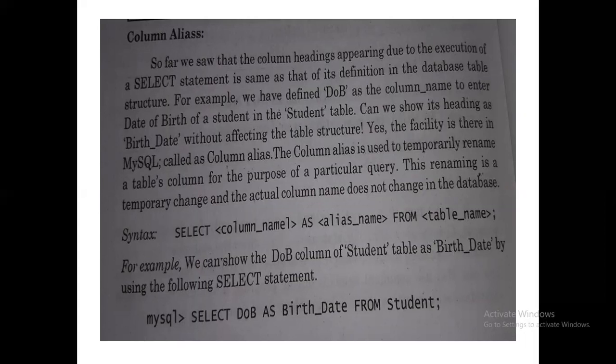The column alias is used to temporarily rename a table column for the purpose of a particular query. This renaming is a temporary change and the actual column name does not change in the database. The syntax is select column name as alias name from table name. So for example, we can show the date of birth column of a student table as birthday by the following SQL statement: select date of birth as birthday from student table.